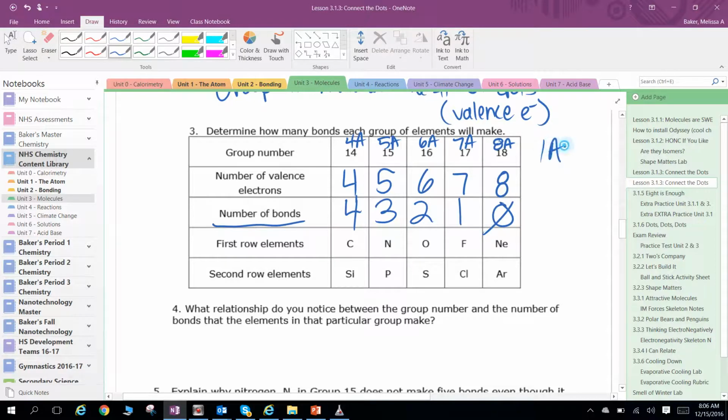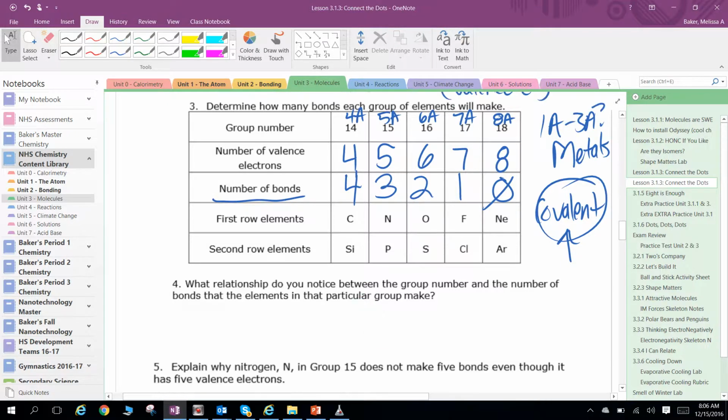You might be asking, what about groups 1A through 3A? Well, those are metals, and we're talking about covalent bonds right now. So we're talking about sharing electrons, and that happens with non-metals only.